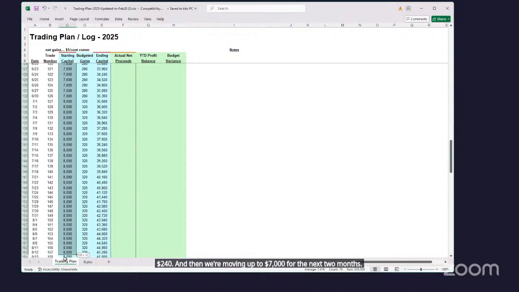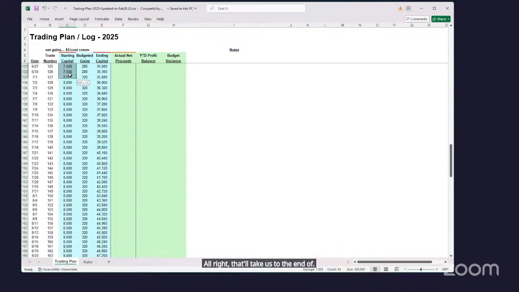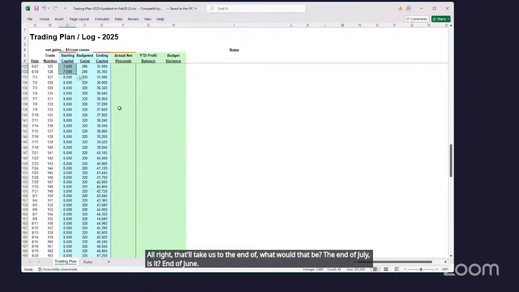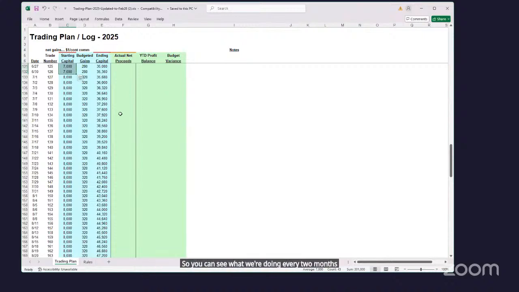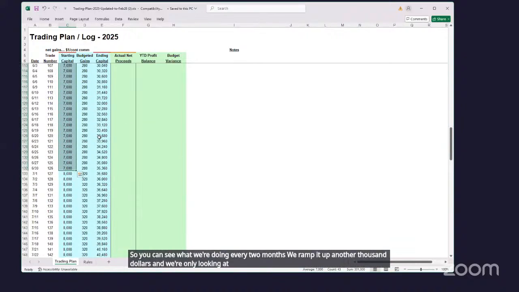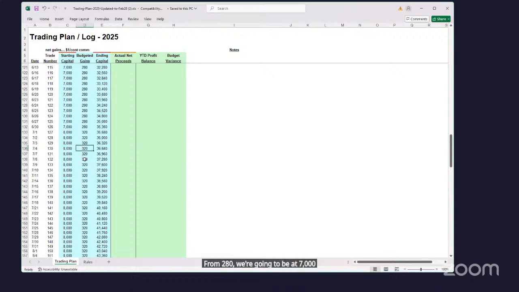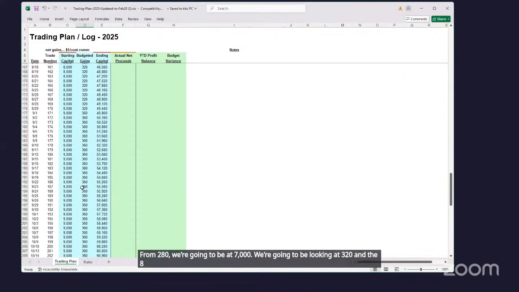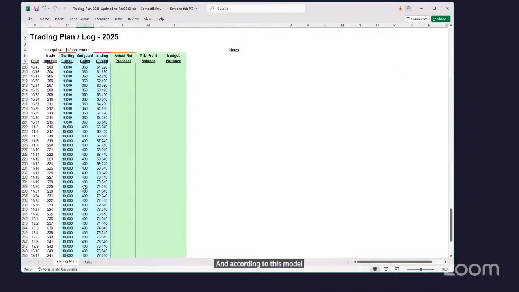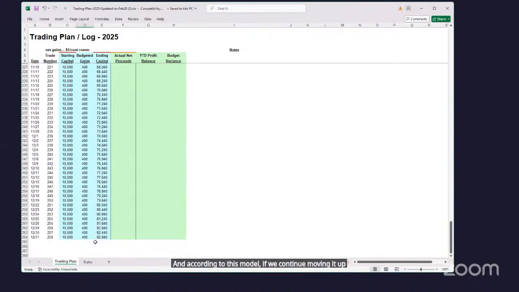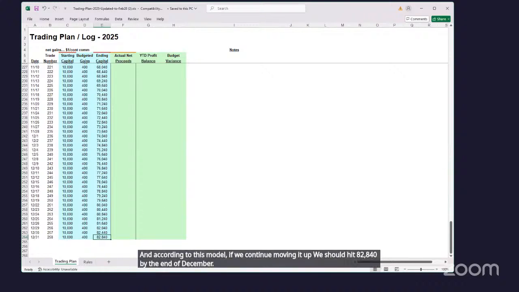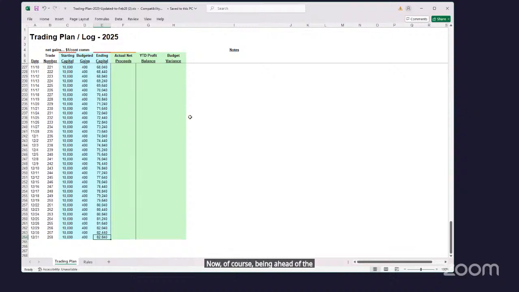That'll take us to the end of June. So you can see what we're doing. Every 2 months, we ramp it up another $1,000, and we're just looking to get a little more in our gains. From 280 when we're at 7,000, we're going to be looking at 320 at the $8,000 mark. According to this model, if we continue moving it up, we should hit 82,840 by the end of December. Now, of course, being ahead of the game, we should probably hit $100,000, right?